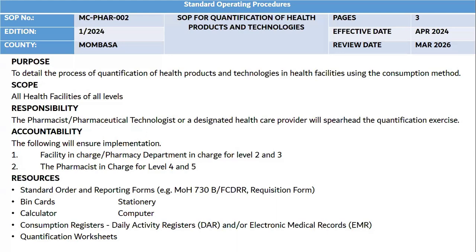Health products and technologies are not limited to pharmaceuticals only. All commodities within the facility fall under this same bracket. So the scope will be all health facilities of all levels, the responsible person being the pharmaceutical technologist, pharmacist, or whichever healthcare provider will spearhead the quantification exercise. Accountability.